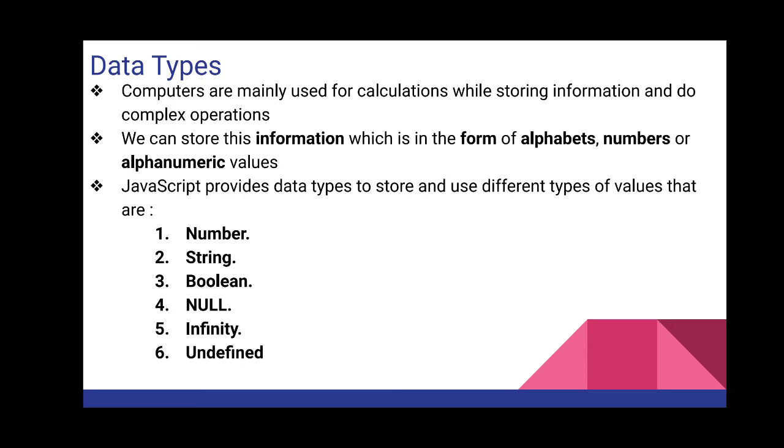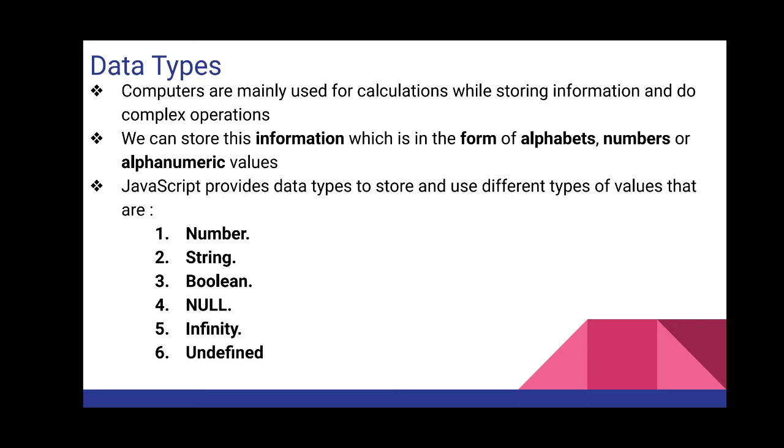Now computers are mainly used for calculations, storing information and doing complex operations. So why do we require a computer? For storing purposes, for making calculations and different types of operations, right? Then we can store this information, which is in the form of alphabets, numbers or alphanumeric values. We have already seen that this data can be different. It could be a number, some letters, some special characters or a combination of these. Agree? That is the alphanumeric values. So which types of data are supported by JavaScript? There are a total of 6 data types supported by JavaScript. We will see each one individually.